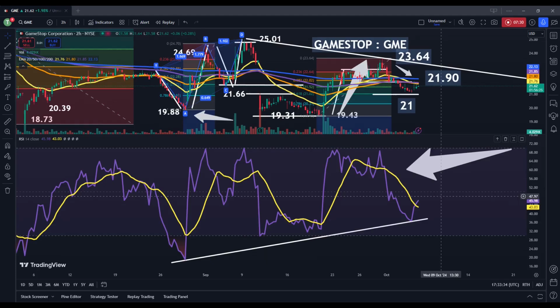Here's the current market update for GameStop Corporation, stock ticker GME.